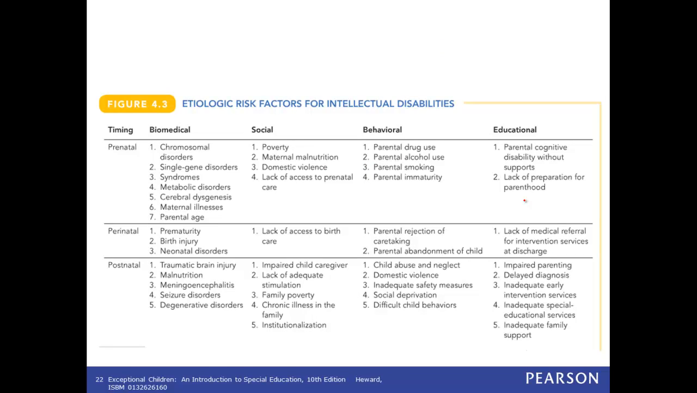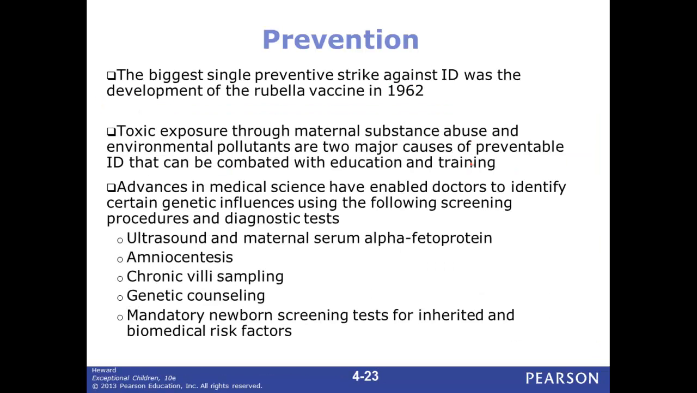And here are those ecological factors. And it's really hard when you see some of these like parent drug use and things like that. And prevention, the biggest single preventative strike against it was the development of a rubella vaccine in '62. Toxic exposure to material, substance abuse, and environmental pollutants are 2 major causes, combated with education and training. But the thing that's so hard about this is these are addictions. Substance abuse, and environmental things often are invisible.